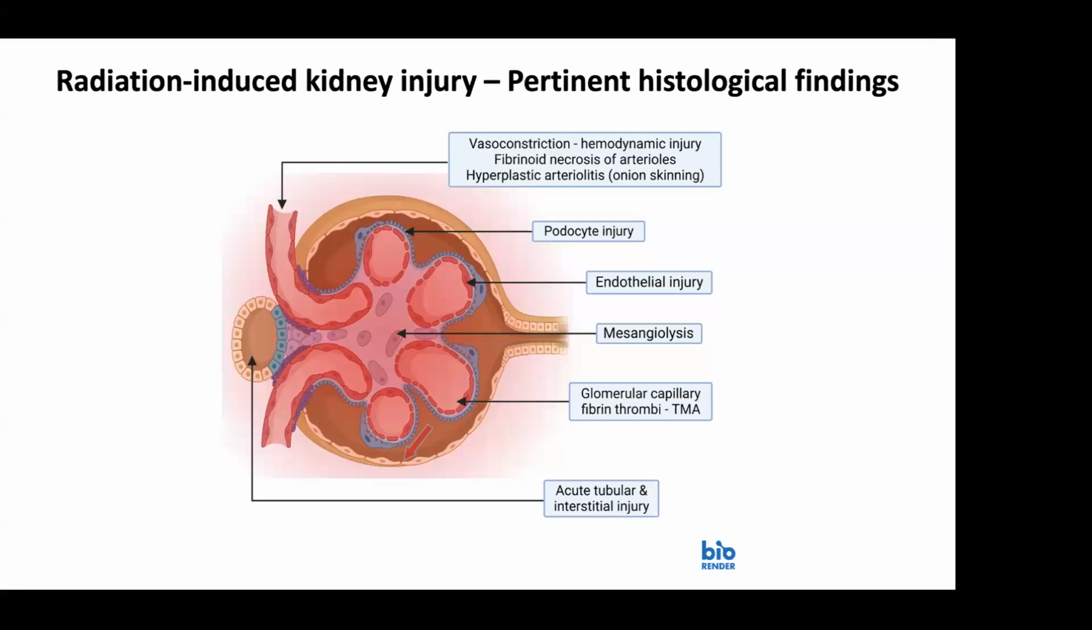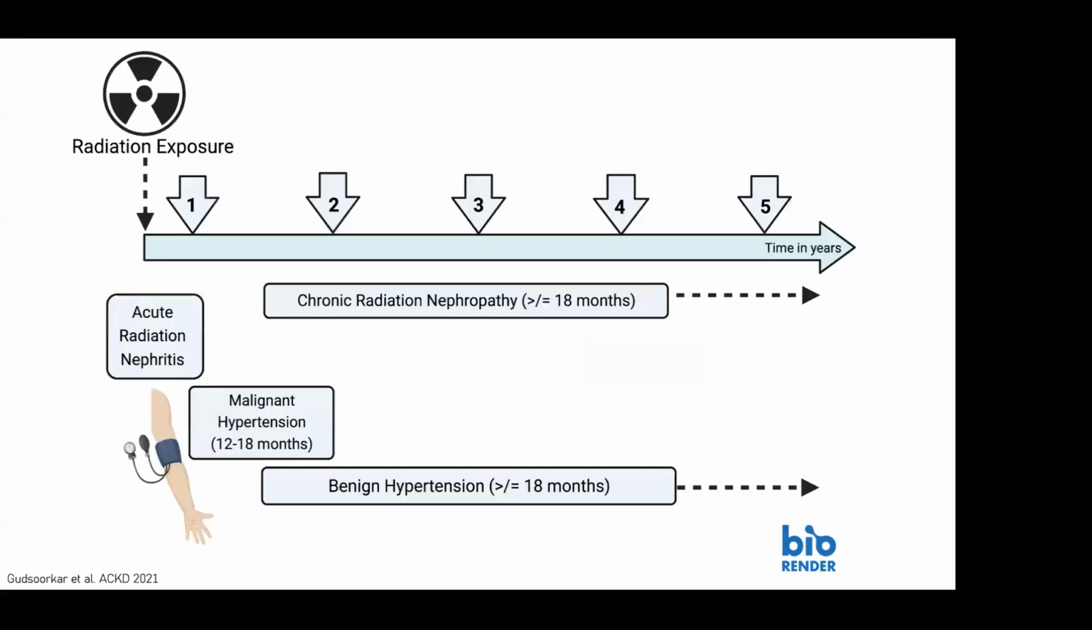So practically all compartments of the nephron can be affected because of radiation. It's very interesting to see the timeline in which radiation can cause kidney manifestations. Acute radiation nephritis happens within the first few weeks after initiation of the radiation therapy, and chronic radiation nephropathy can go on for years actually.